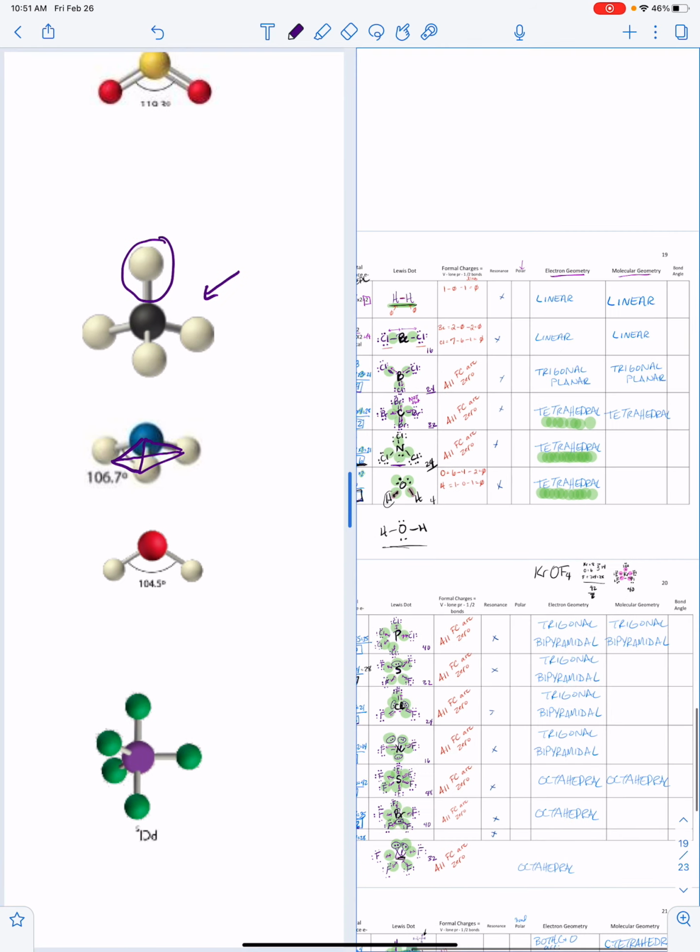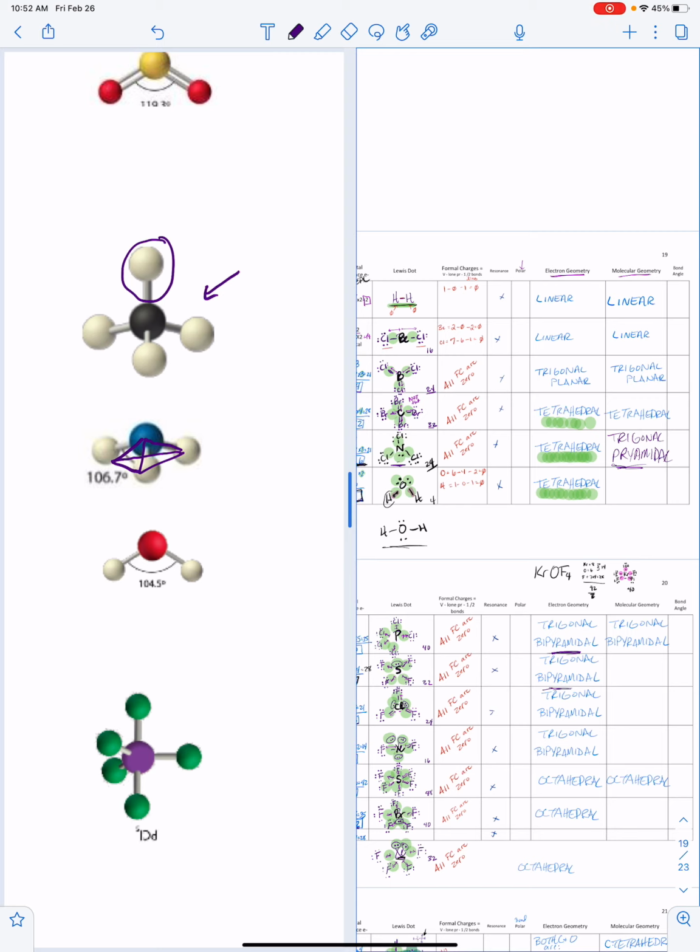So trigonal pyramidal. And keep your trigonal straight because there's the trigonal planar too. And there's another pyramid later. We had already talked about trigonal bipyramidal. So keep the difference between trigonal pyramidal and trigonal bipyramidal in your head. This one only has 3 bonds. This one has 5 bonds.